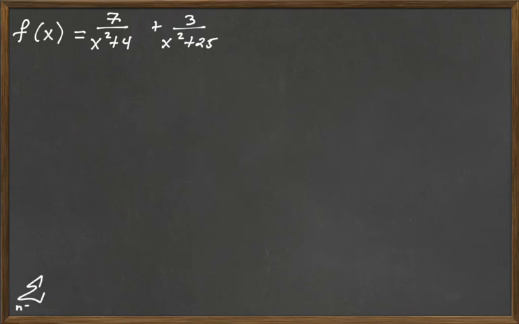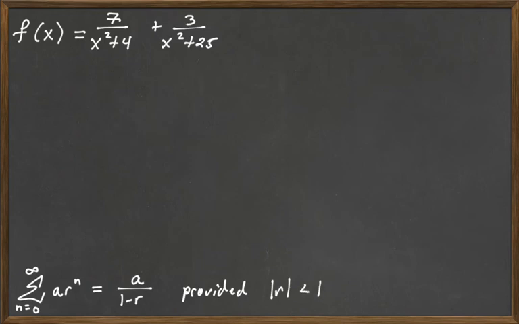And then we're going to use the fact that the sum n equals 0 to infinity of ar to the n, that's our geometric series, is going to converge to a over 1 minus r, provided that the common ratio in absolute value is less than 1. So that's going to help us figure out what our interval of convergence is for this power series. Okay.